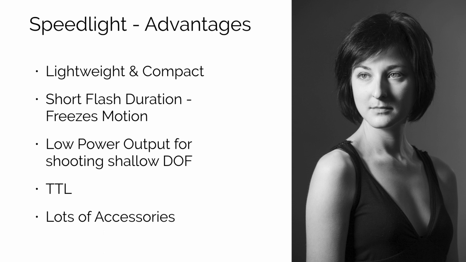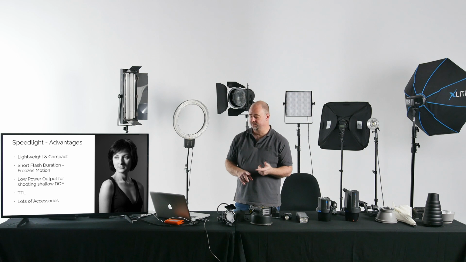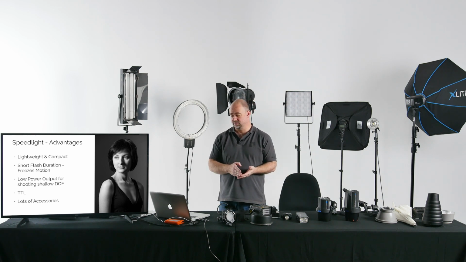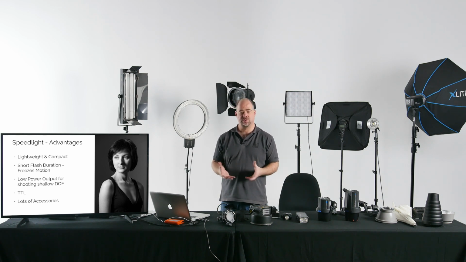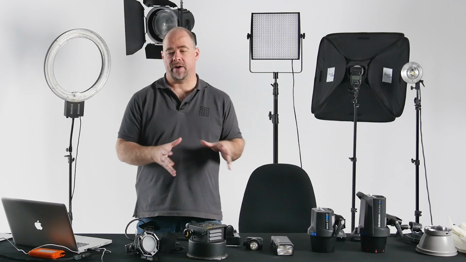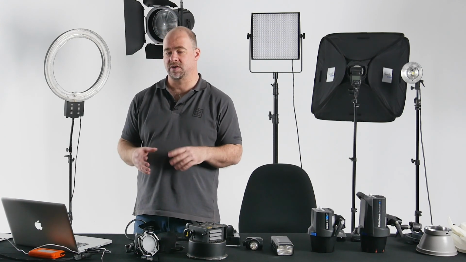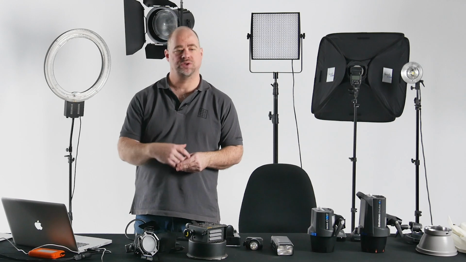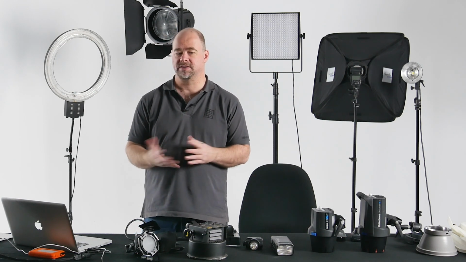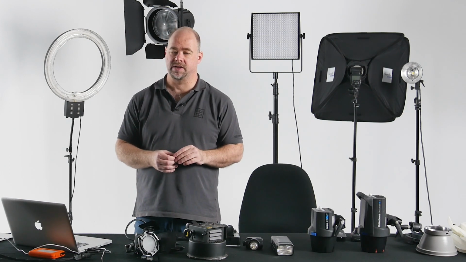They are extremely lightweight, compact, and portable, so they don't take up a lot of space. You can cart them with you anywhere. They generally have a very short flash duration, which freezes motion. I'll explain that a little bit more later on as well. And their low power output is good for shooting shallow depth of field. So if you do want to blur the background out, you want to shoot at f1.4 if your lens goes down that far, or even 2.8, you can power them down far enough that they will allow that.